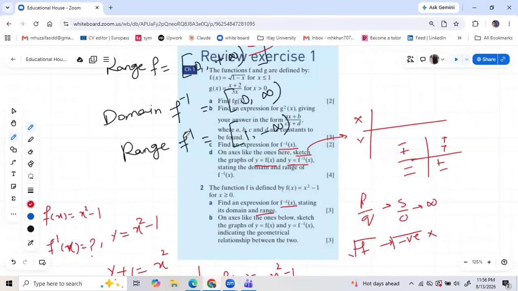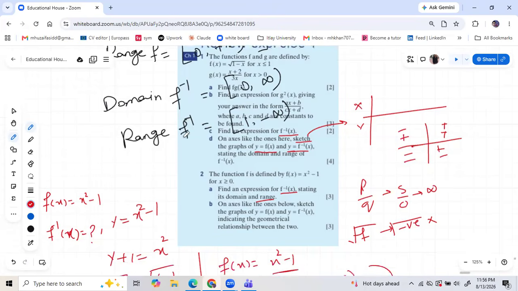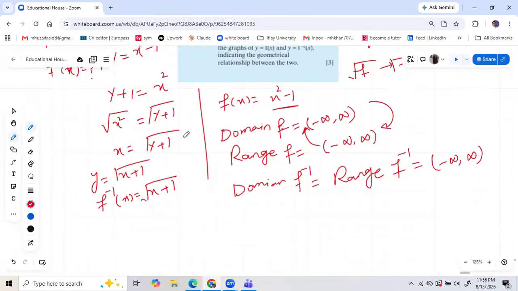Okay, it's your job to do as homework. And if there is any confusion or any question, you will ask me in the next session.